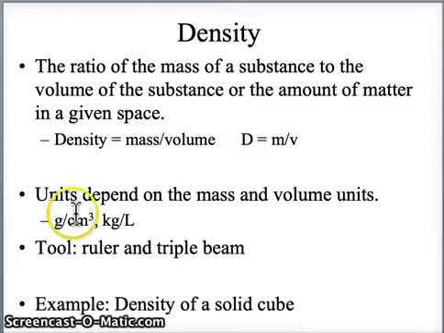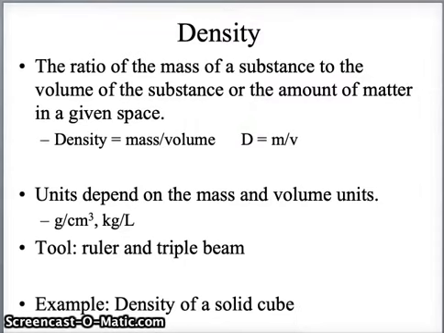The units here are grams per centimeter cubed, or kilograms per liter. You will also need a ruler or a measuring stick, whatever you need to measure the volume. And you also have a triple beam or a scale to measure the mass. Examples of density include the density of a solid cube, or the density of objects to see if they're going to float or not. And again, we're going to delve into this in a lot more detail in other videos.